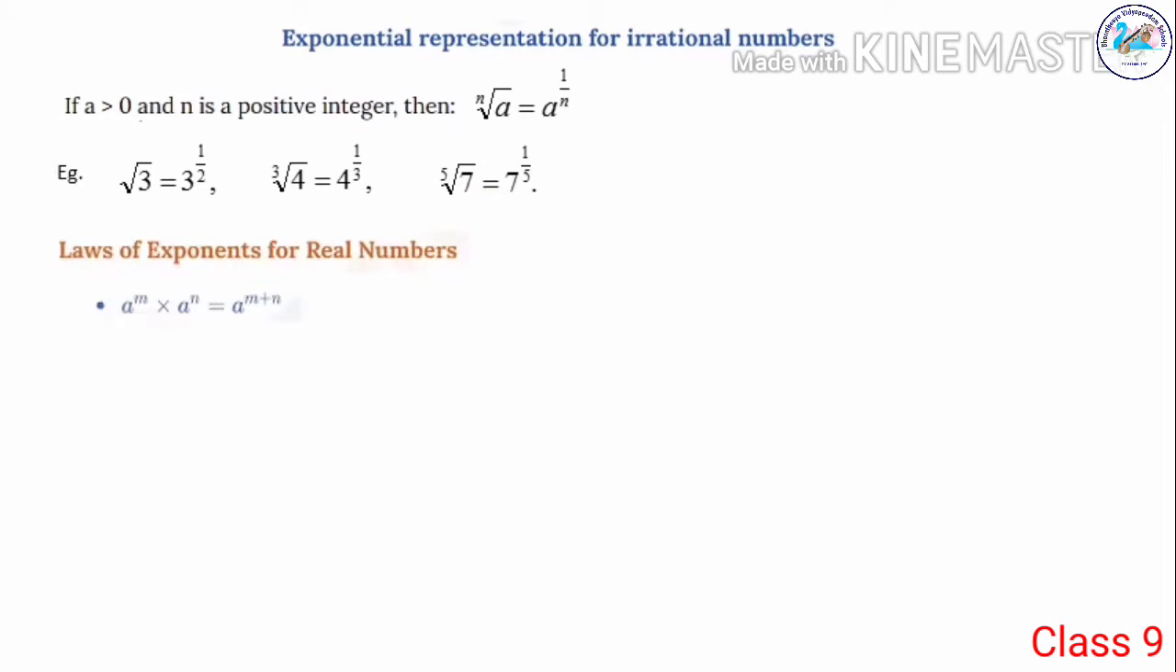A power m into a power n is equal to a power m plus n. A power m the whole power n is equal to a power mn. A power m by a power n is equal to a power m minus n. A power m into b power m is equal to ab the whole power m, and 1 by a power n is equal to a power minus n.